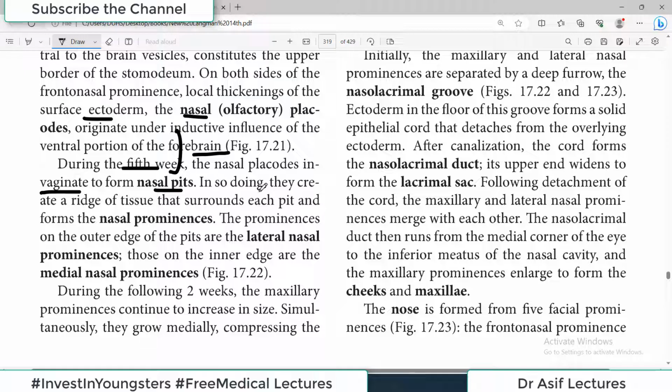In doing so they create a ridge of tissue that surrounds each pit, and these are called nasal prominences. On the lateral side it is called lateral nasal prominence, on the medial side it is called medial nasal prominence.